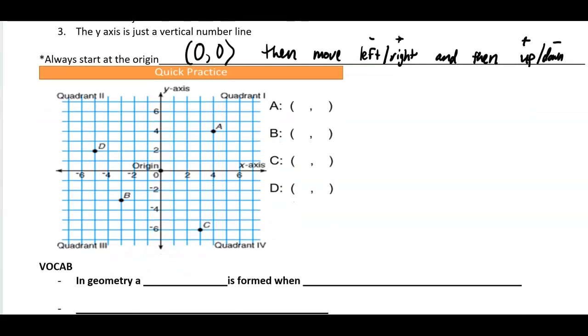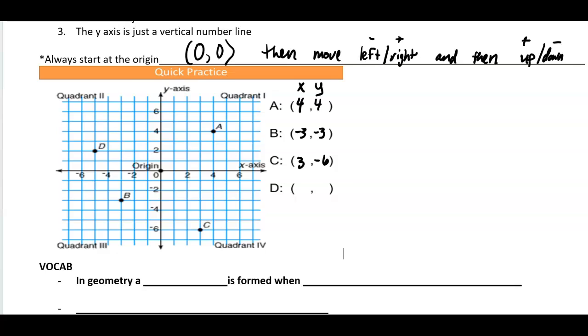To get to point A, I'll move left to right first, so I need to move right 4. That's our x value, and up 1, 2, 3, 4. So A is at the coordinate 4, 4. B, I need to move left first to -3 and then down 3. So that's -3, -3. C, I need to move right first to 3 and down 1, 2, 3, 4, 5, 6. So 3, -6. Remember, if you move down, it's negative.